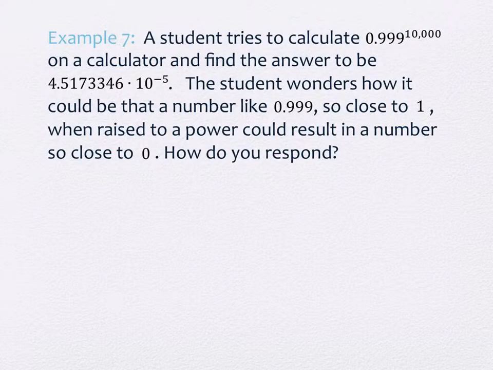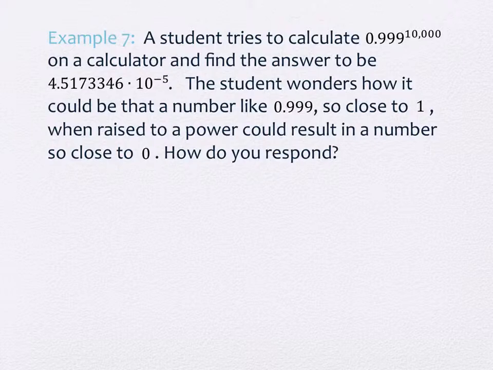A student tries to calculate 0.999 raised to the power 10,000 on a calculator. And the student finds that the answer is 4.5173346 times 10 to the negative 5th. Is that a small number or a big number? Very, very small, right? Okay.